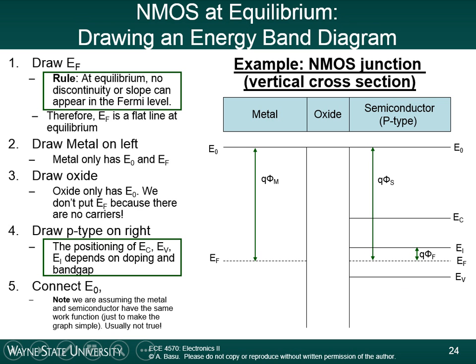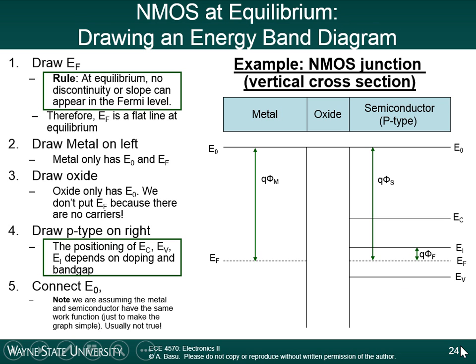All right, so the last step is that we connect E0 together like this. In this case, E0 appears as a flat line, just as the Fermi level appears as a flat line. If phi m is not equal to phi s, there's going to be some bending in the E0 levels. There's also going to be some bending in EC, EI, and EV, just like we saw with the metal semiconductor junctions. All right, so this is what the band diagram looks like.